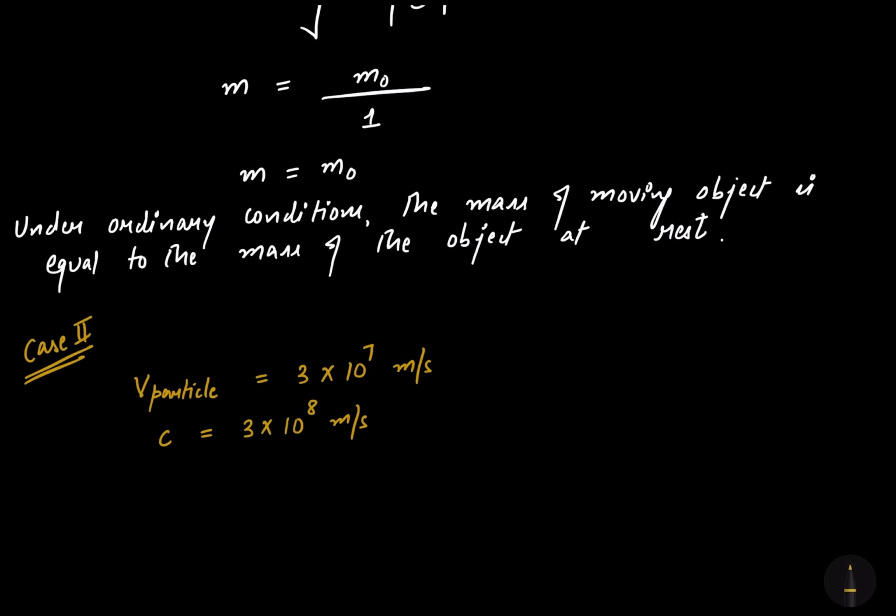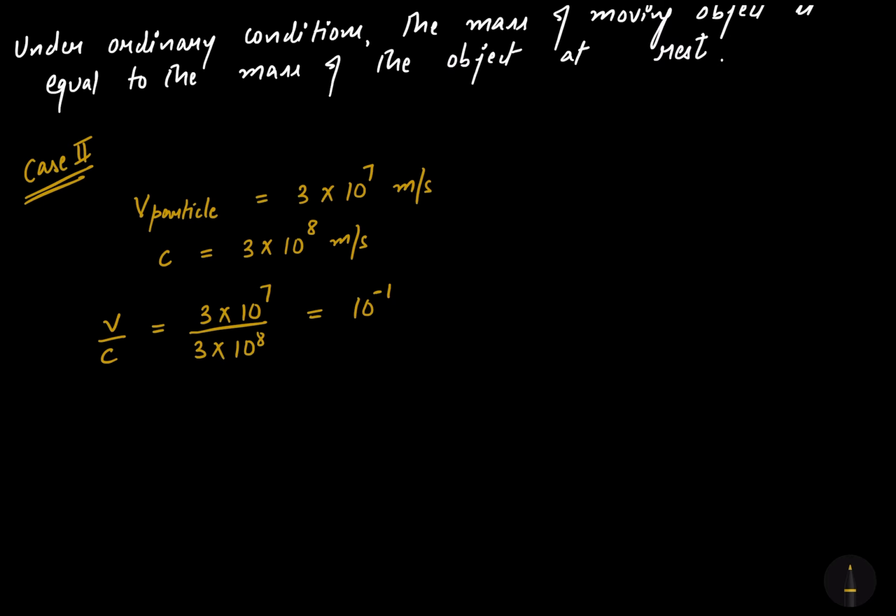Now let's talk about the ratio of v divided by c. It comes out to be 3 into 10 to the power 7 divided by 3 into 10 to the power 8, which comes out to be 10 to the power minus 1.